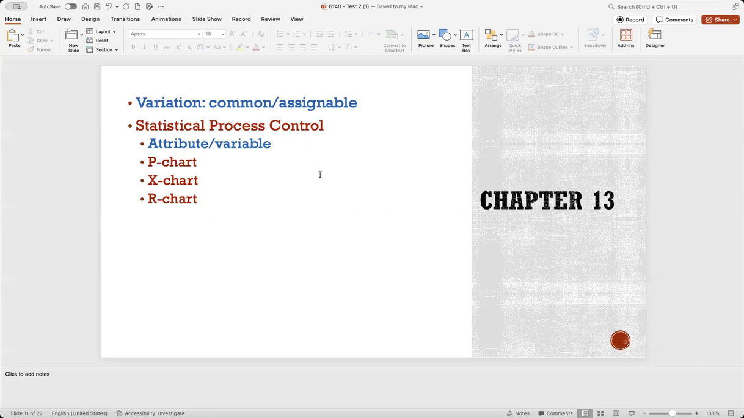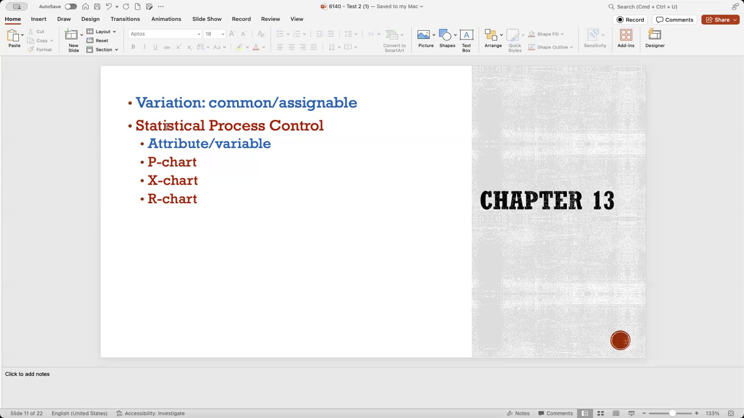When we talk about variation, we have two different types: common variation and assignable variation. What are they? Common variation is a random variation that happens because of the current system you use, and assignable variation is something you can control, identify, and then manage later. This is the first thing you need to distinguish. I will probably give you some examples and ask you which variation it is.